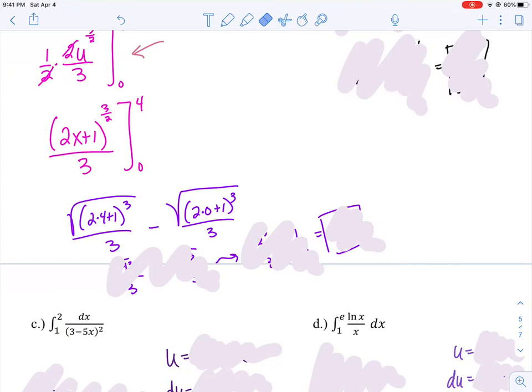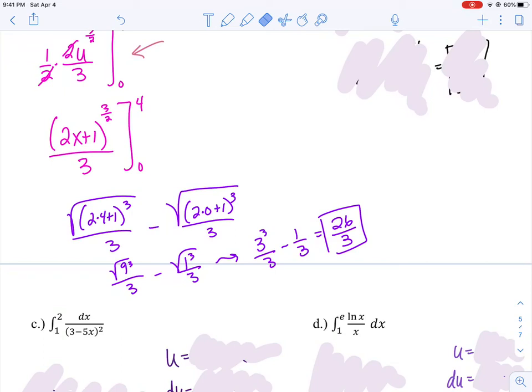So I have 2 times 4, which is 8, plus 1, which is 9. And then instead of writing it as 3/2 power, I'm going to do top dog goes in the house, and I'm going to put a square root of quantity cubed. I ended up with the square root of 9 cubed over 3 minus the square root of 1 cubed over 3. The square root of 9 is 3. 3 cubed is 27. 27 minus 1 is 26. I ended up getting 26 over 3.